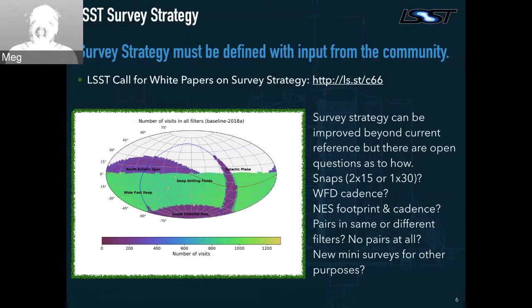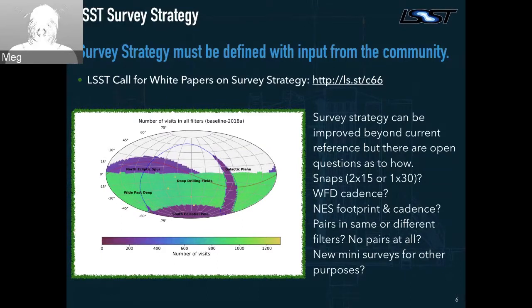And in the end, the project will create various simulated surveys that try to respond to these white papers. We will use the metrics that people provide to evaluate them. Then we provide a report to the survey strategy committee.